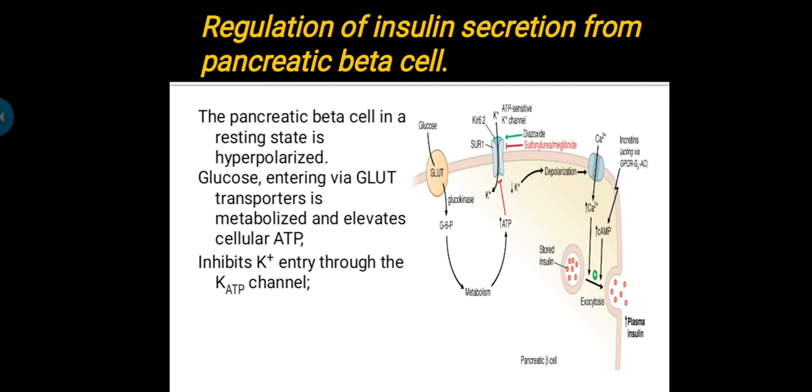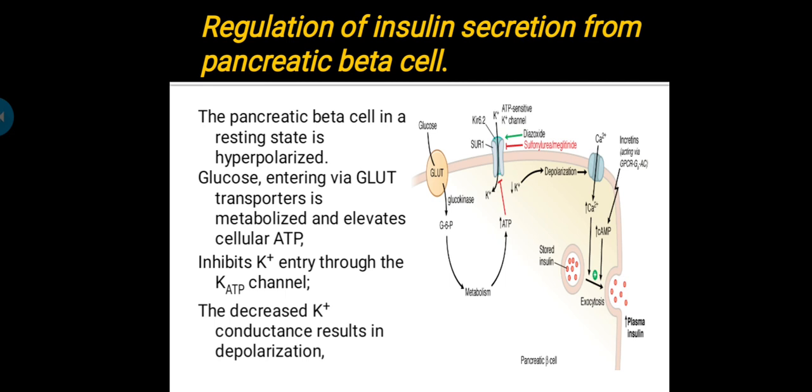So there is a potassium sensitive ATP channel in the pancreatic beta cell. Okay, so glucose enters by the GLUT transporter, then the glucokinase enzyme is the first step that converts glucose to glucose 6-phosphate, and afterwards different reactions happen and there is generation of some ATP. This ATP will inhibit the potassium sensitive ATP channel, and this decreased potassium conductance results in depolarization of the cell.